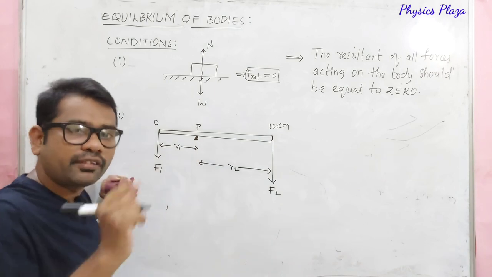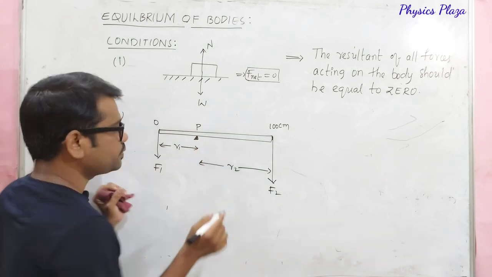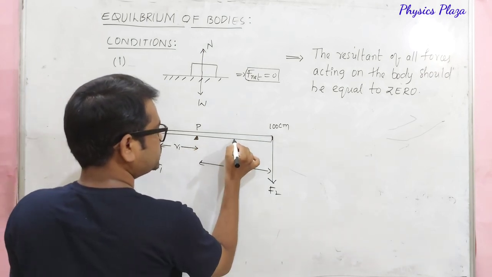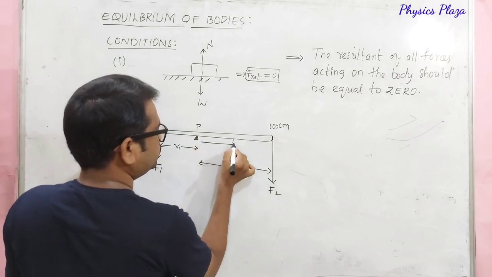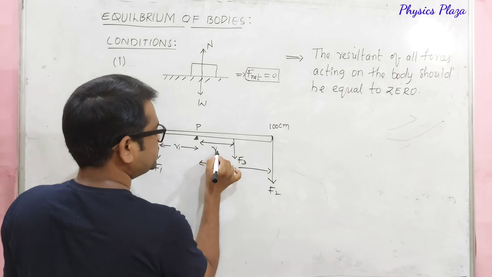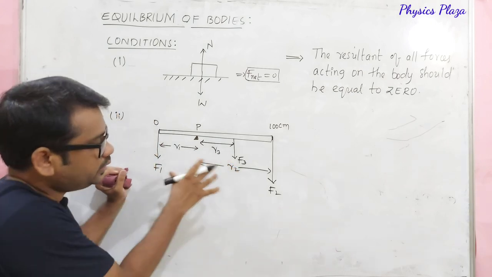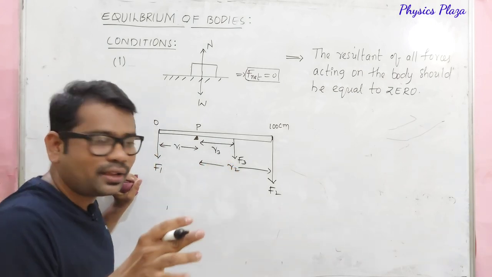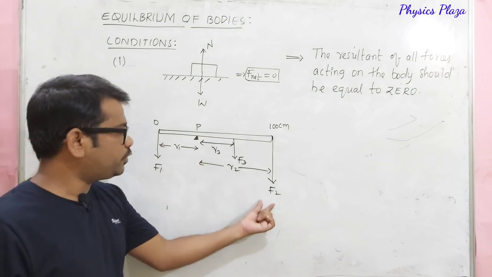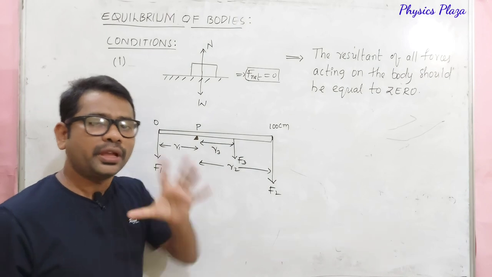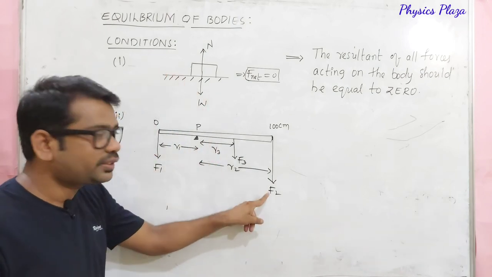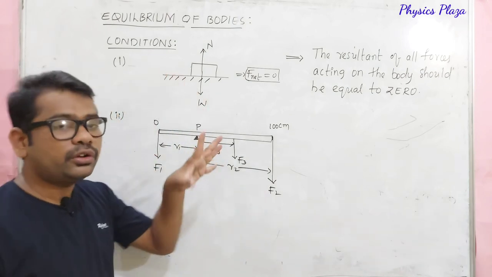Still this meter rule is not in equilibrium. Let us take a case, and one more force, let us say F3, is acting at a perpendicular distance R3. So this is a special case which we are taking, where different forces F1, F2 and F3 are acting at different points. Then finally, these three forces keep this meter rule in equilibrium.